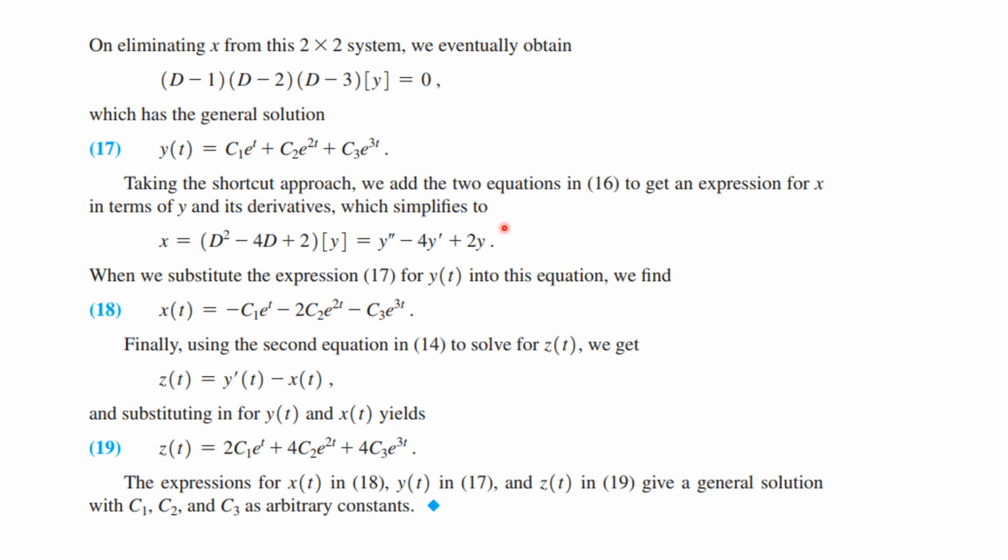And now what we can do is add the two equations above to get an expression for x in terms of y and its derivative. We find that x is equal to this operating on y, which is this, and then we can substitute what we found for y in there, and we know what x is. So x is this, and we can use the second equation to solve for z of t, and z of t is this, and we know what x and y are, so we know what the derivative of y is, and we can substitute in and we get this. And so we found y, x, and z.